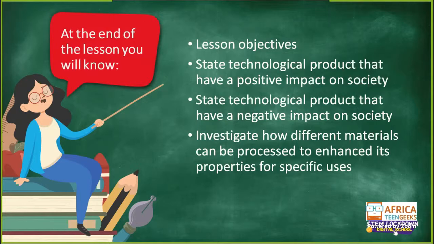By the end of the lesson, we should be able to state the technological products that have a positive impact on society. We should also be able to state technological products that have a negative impact on society. And then we should be able to investigate how different materials can be processed to enhance these properties for specific uses.